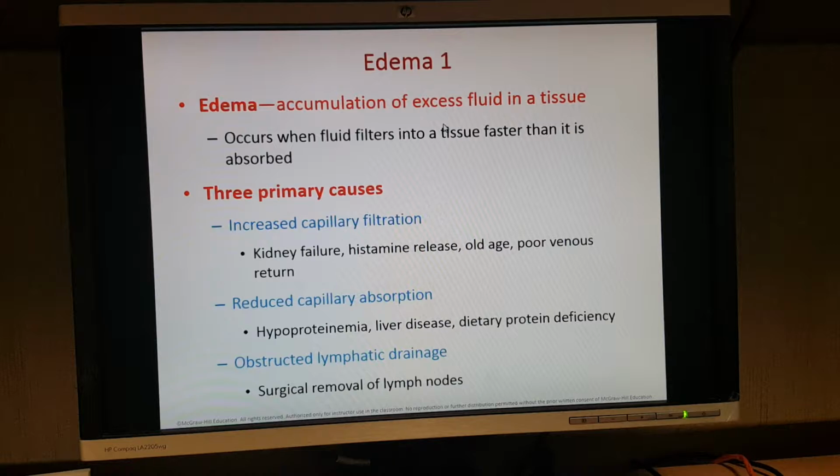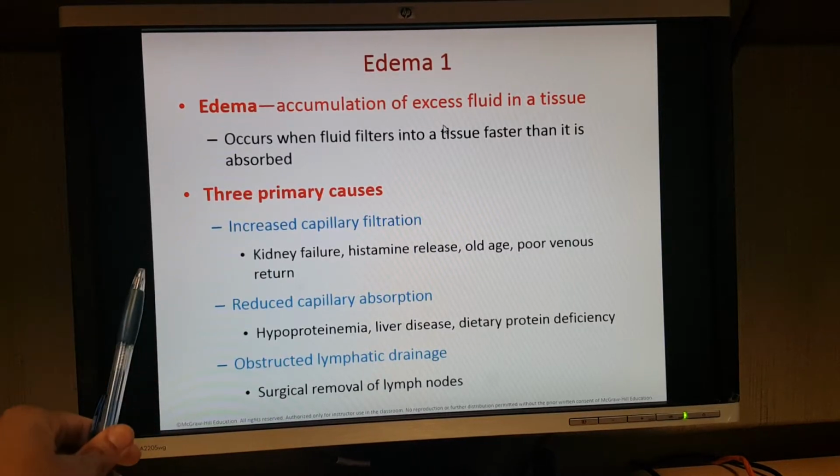So in extreme cases, excess fluid in the tissue, so just general exercise will cause a little bit more, but eventually it will drain off. But if it doesn't drain back into either the circulatory system or the lymphatic system, it'll cause the edema or the swelling. So this is through increased capillary filtration, so more fluid being pushed out of your capillaries.